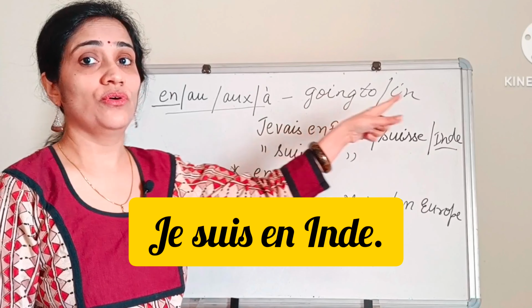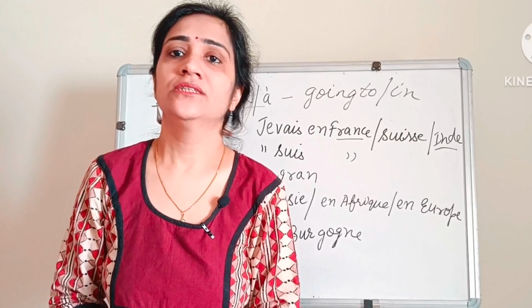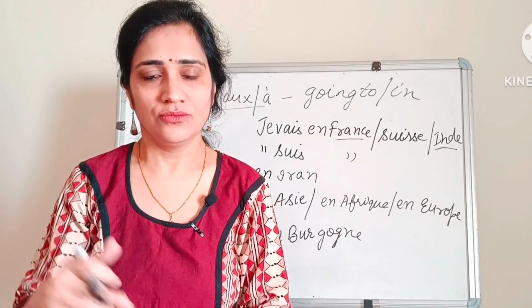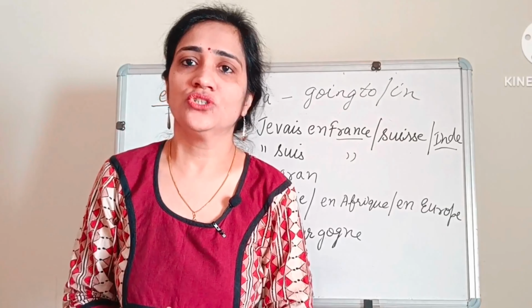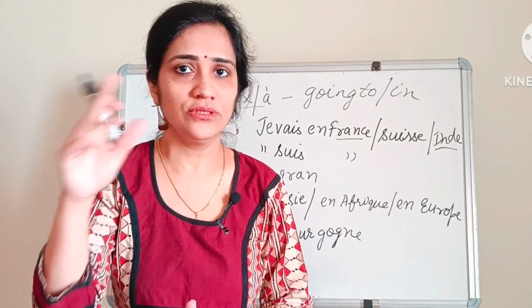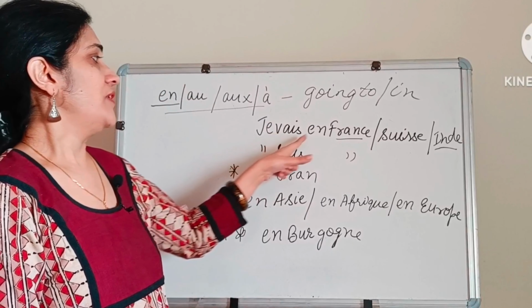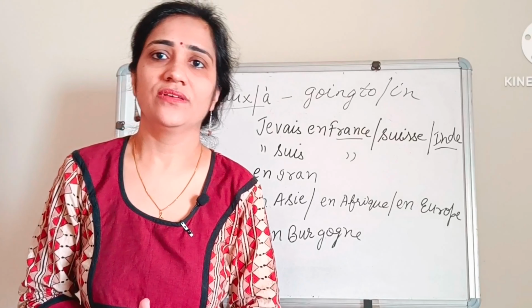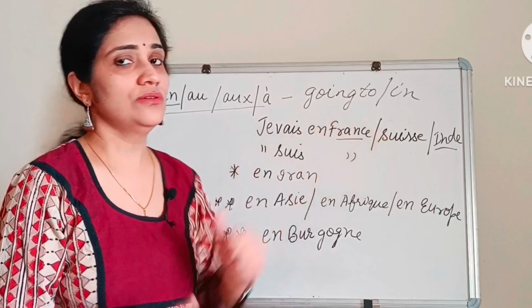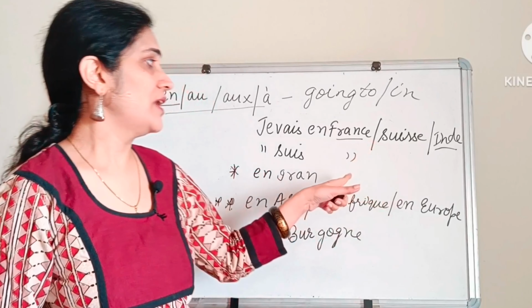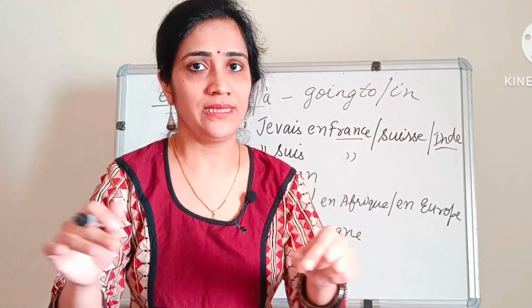So referring to going to or in. Suppose you are saying I am in France, je suis en France. Referring to going to, je vais en France, I am going to France. Or I am in France, je suis en France. In both situations, you are using en with the feminine gender countries. So, je vais en France, je vais en Suisse, je vais en Inde, going to these countries. Je suis en France, je suis en Suisse, je suis en Inde. I am in France, I am in Switzerland, or I am in India. So, referring to in that place.